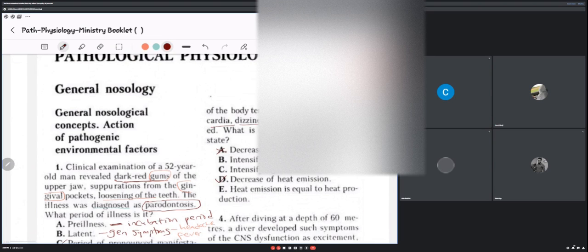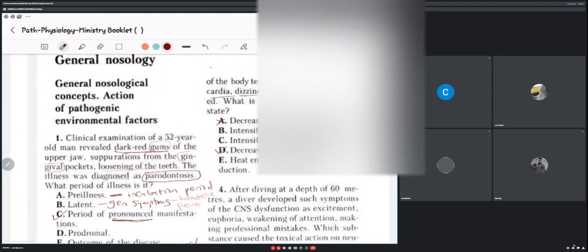Then the other option is heat emission equal to heat production. That is not it, because it would have been normal in terms of heat emission being equal to heat production. Are we together? Yeah. And in short, this will lead to what we call dehydration. When there's intensified heat emission, it can lead to dehydration also.